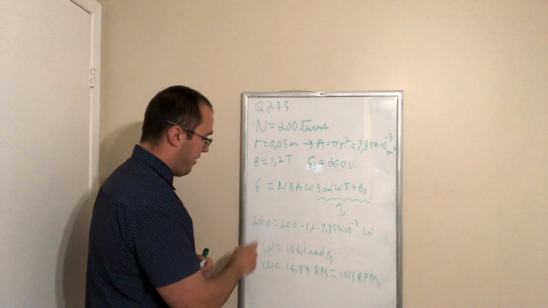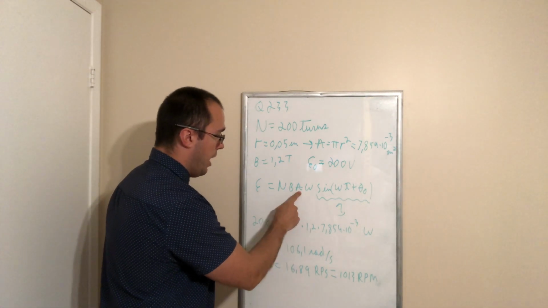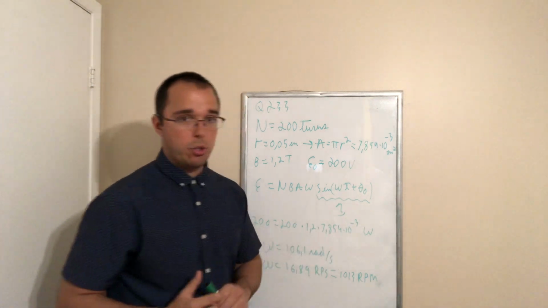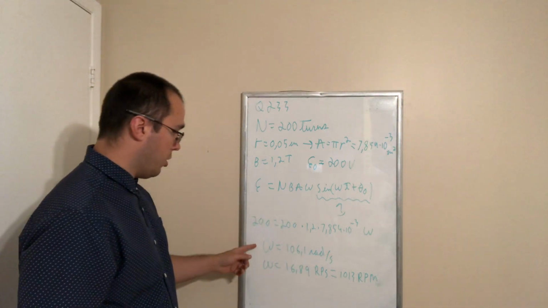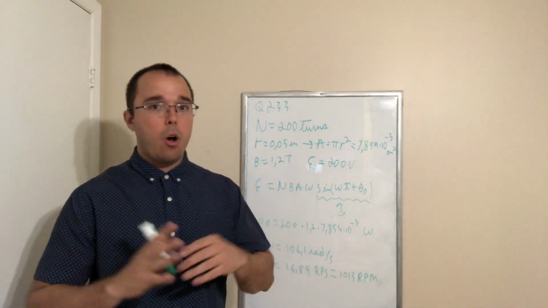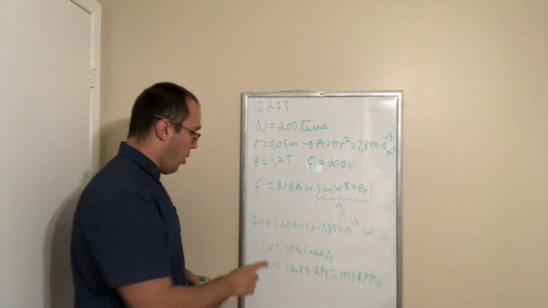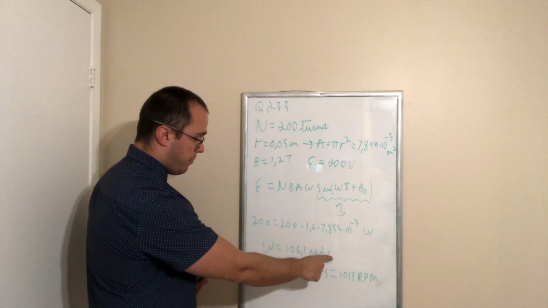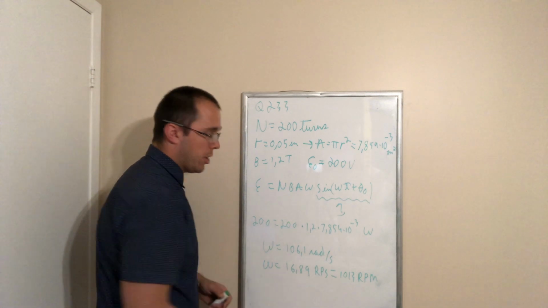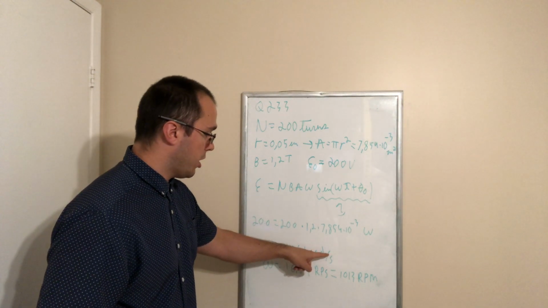So the EMF becomes 200, number of turns is 200, magnetic field is 1.2, area is 7.854 multiplied by 10 power minus 3, and we got the angular frequency over here. We isolate the angular frequency and we get 106.1 radian per second. Now we want to convert the radian per second to the RPM. So the angular frequency in radian per second is equal to 16.89 revolution per second.